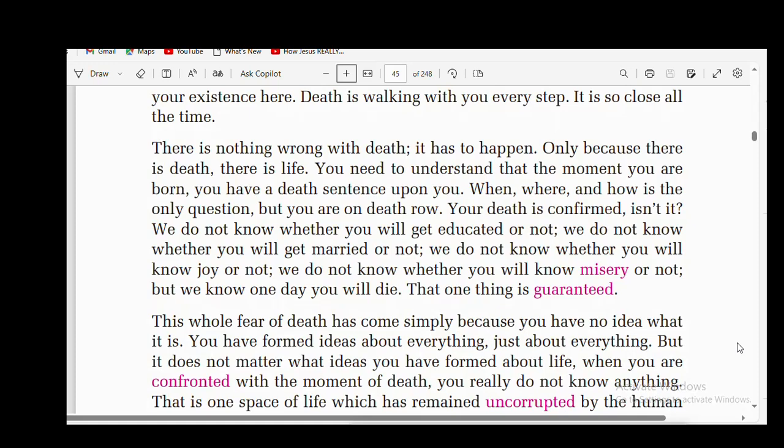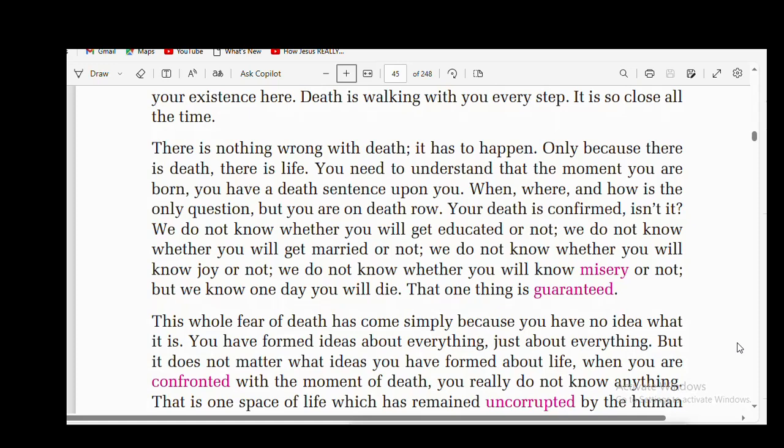Only because there is death, there is life. So there is existence of death, and because of the existence of death, there is a value of life. Life is valuable. You need to understand. We need to understand this reality, that the moment you are born, you have a death sentence upon you. So by birth we accept the death. When, where, and how is the only question.